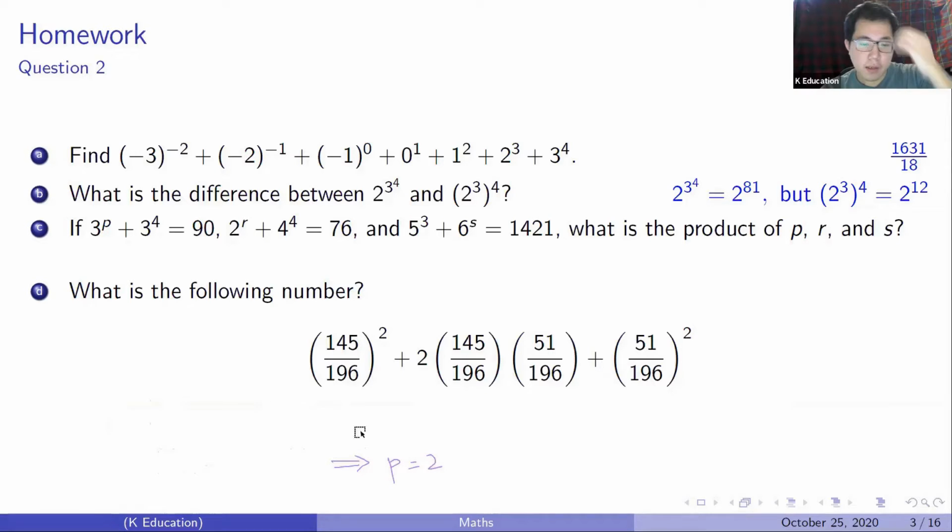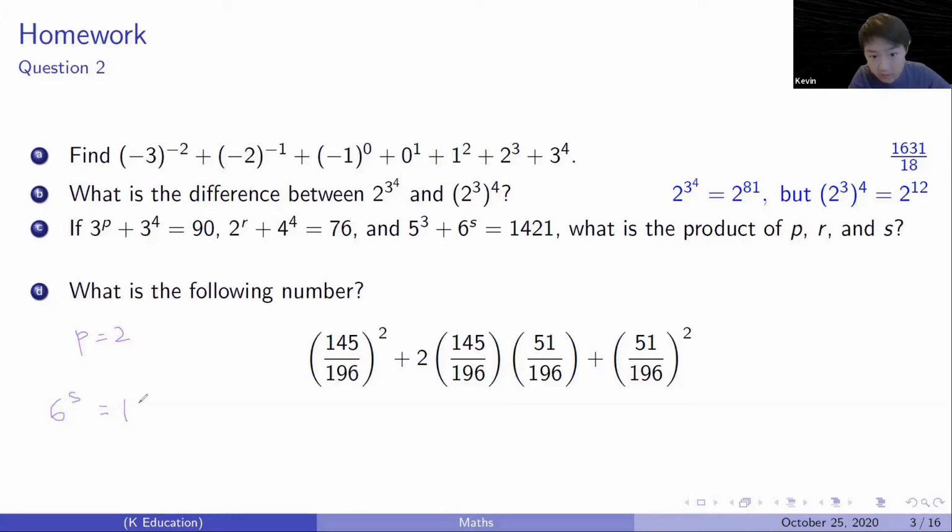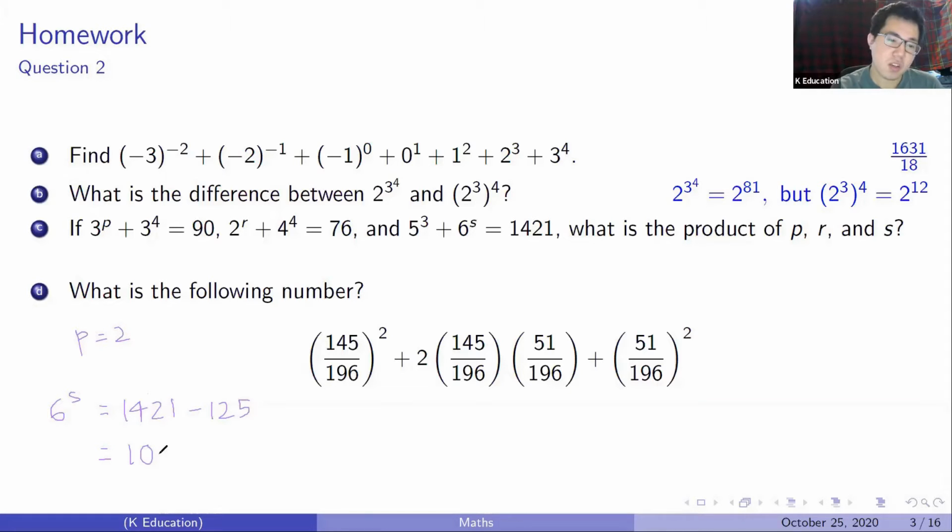Okay, yeah, what did you get for s? For s, I got 4. Okay, so using the same idea, what's 5 to the power 3? Oh, sorry, 5 cubed. 125. So you subtract that, and this becomes 1296. Yeah, it's 1296, right? Okay, and so s is equal to 5. You said 4. Okay, right.